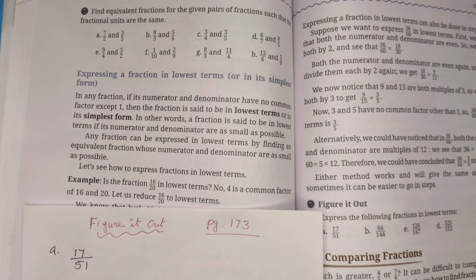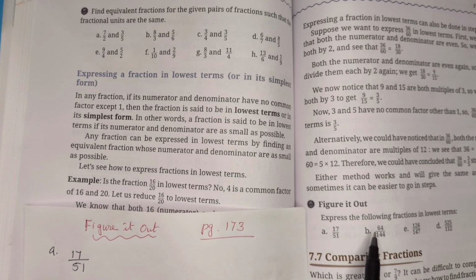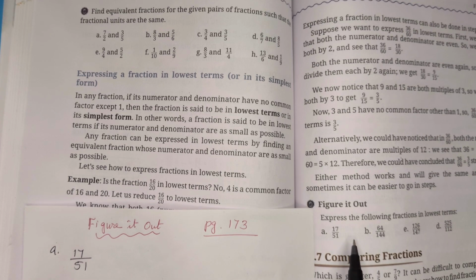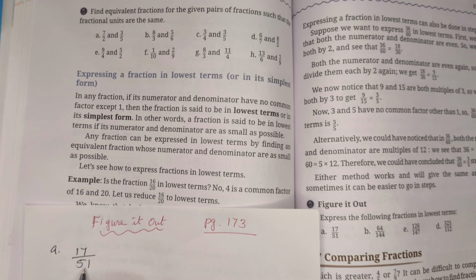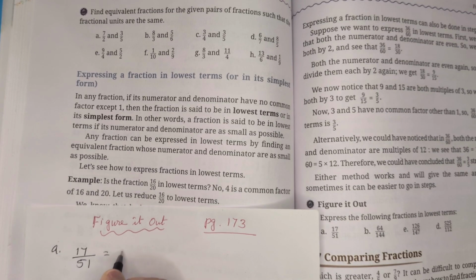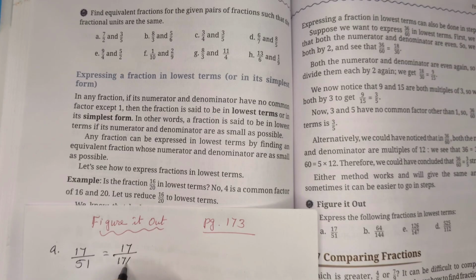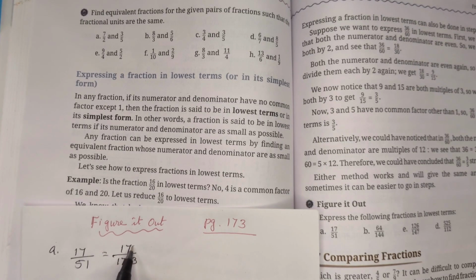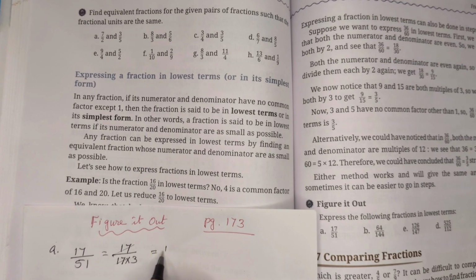Here figure it out. Page number 173. First one, express the following fractions in lowest terms, simplified form. First one, 17 by 51. We know that 51 is a multiple of 17. So we can write 51 as 17 into 3. So numerator 17 and 17 we can divide by 17 itself. So which is equal to 1 by 3.